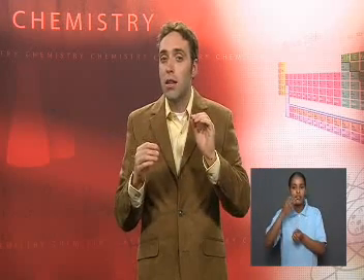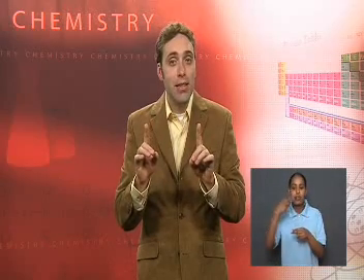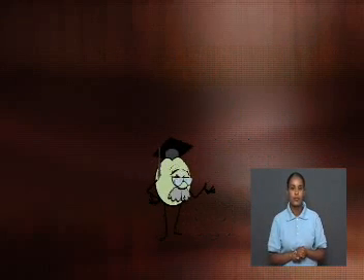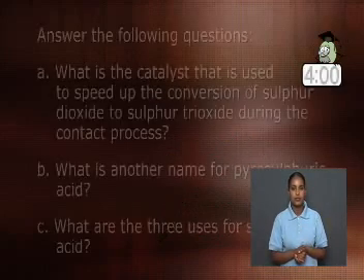Students, please answer the following questions. What is the catalyst that is used to speed up the conversion of sulfur dioxide to sulfur trioxide during the contact process? What is another name for pyrosulfuric acid? What are 3 uses for sulfuric acid? Students, let's get ready. Begin.